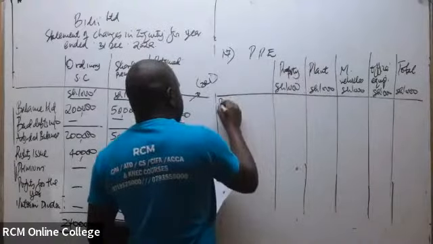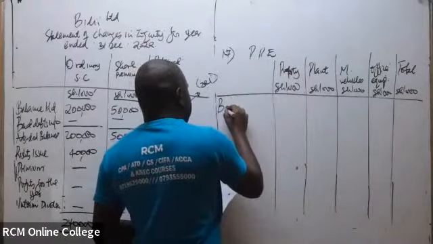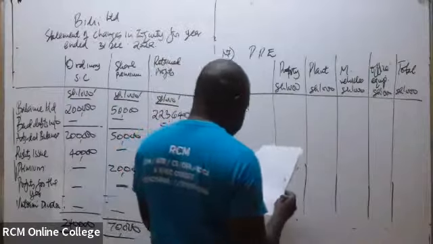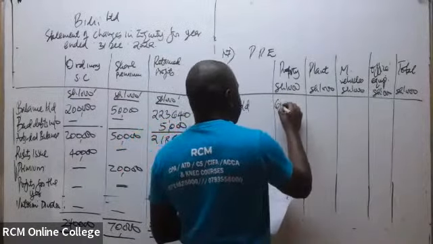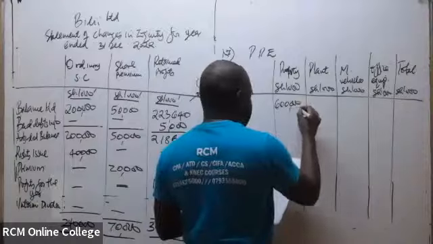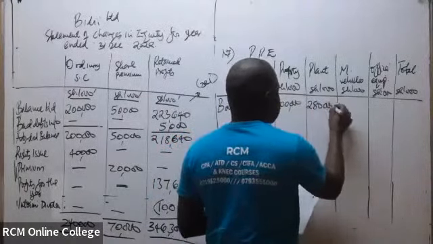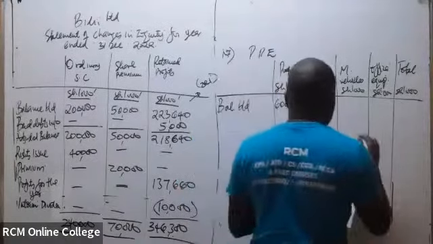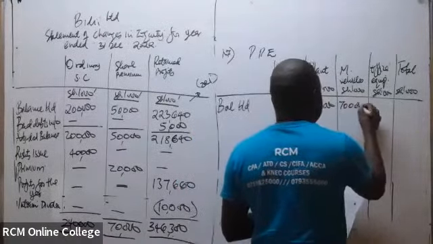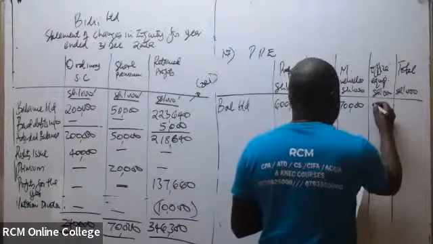So the balances brought down, the ones you have been given there, it is actually 600 million. This one is 280 million. This one is 70 million. This one is 40 million.